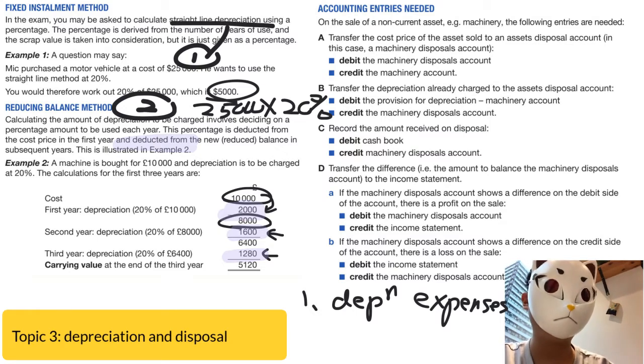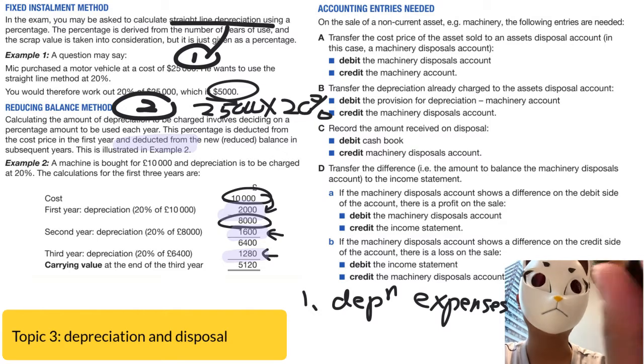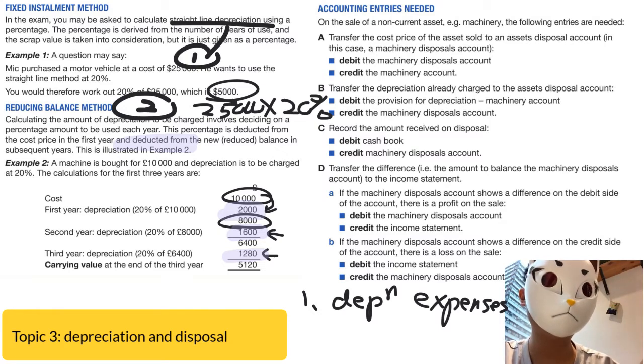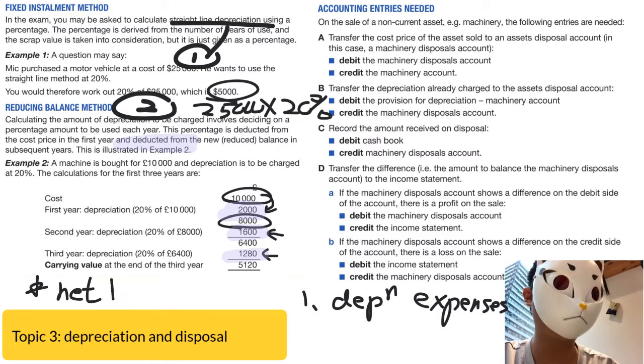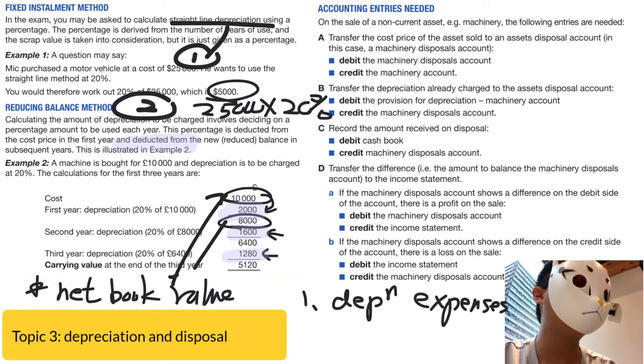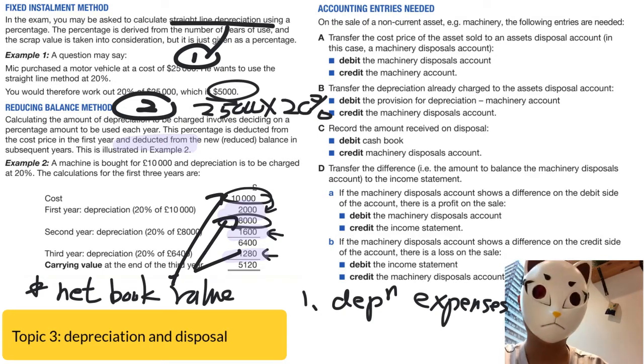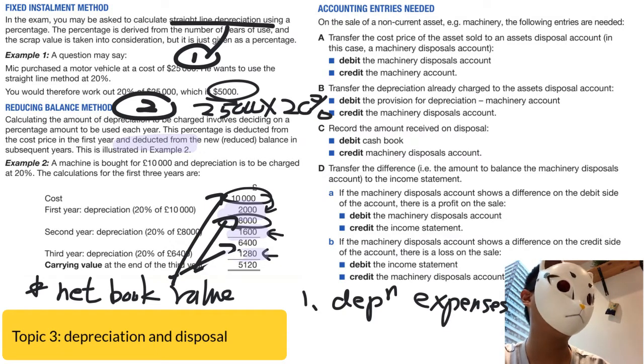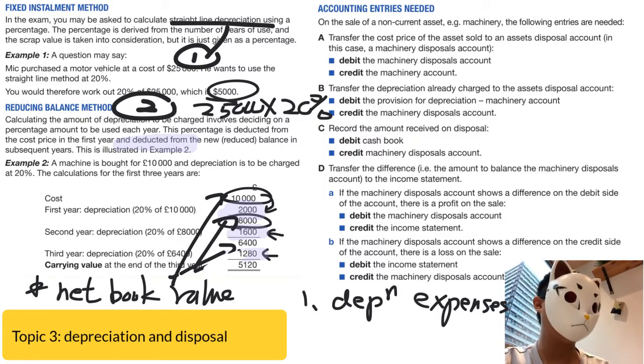For this one, remember we make use of the net book value to compute: 10,000, 8,000, 6,400. We make use of the net book value to compute the answer. So this is the first thing that would be assessed in the public exam, that is the calculation of depreciation expenses.